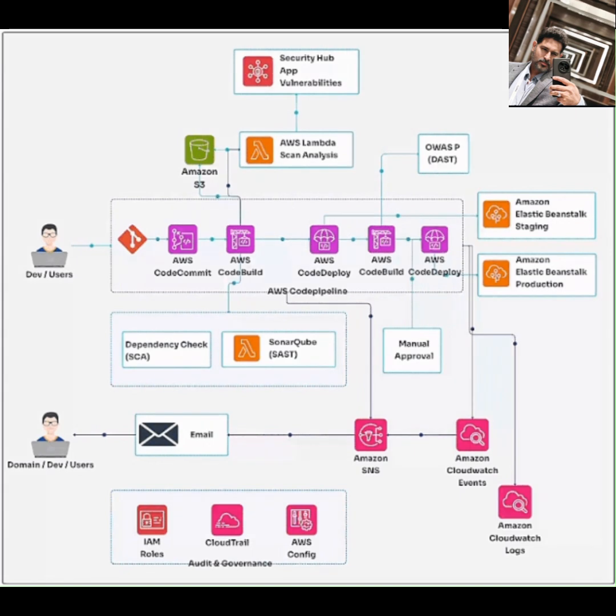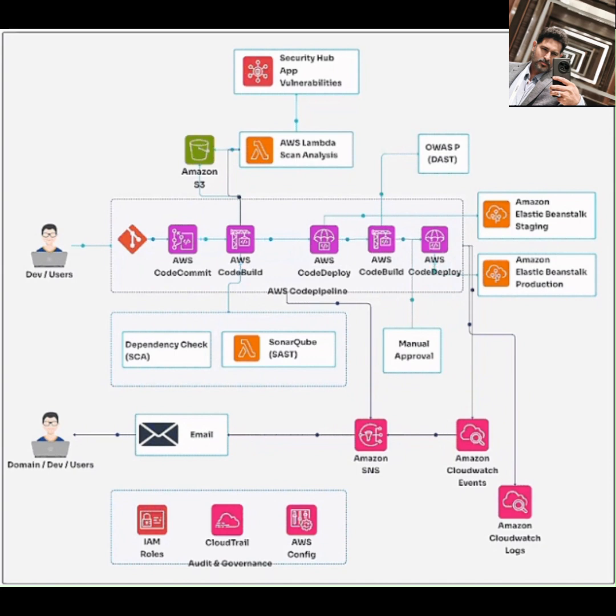This is a crucial gate where a human, or an automated process, reviews the results from staging and security scans and decides whether to approve the release to production. If approved, CodePipeline triggers another deploy stage using AWS CodeDeploy, this time targeting Amazon Elastic Beanstalk production. This is the live environment that your end users access.